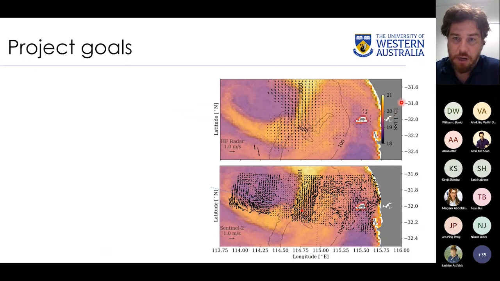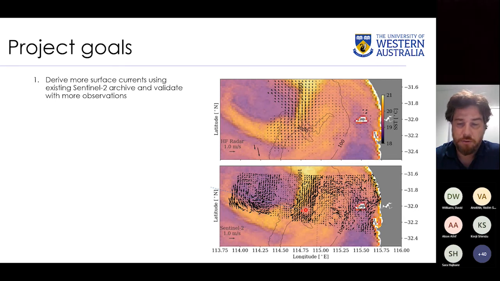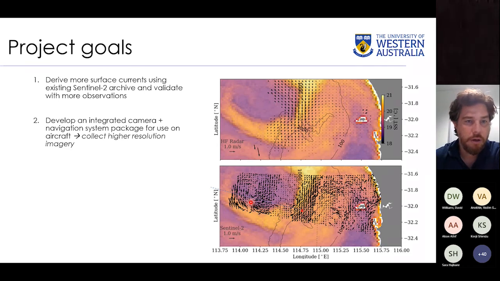For comparison, this is the HF radar estimates, noting that its range is limited to the coastline. So in terms of this project, there are a few main goals. First is to go back through the Sentinel-2 archive and do some validation with historical in situ observations to try and refine some of the inversion methods for getting the currents.